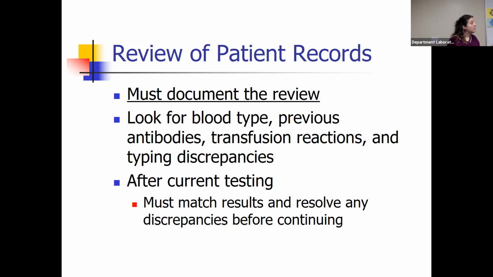Or maybe 2 weeks ago, this patient was here and he had a typing discrepancy. Maybe he has anti-M that's reacting at that initial spin, causing a forward and reverse typing discrepancy. All right, that's the kind of history that you look for. It helps you know what to expect in your testing. You also use that history check to confirm your current testing, all right?